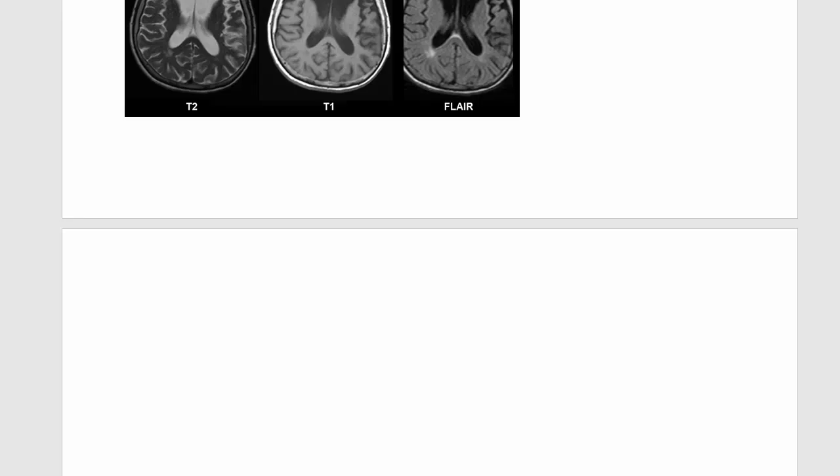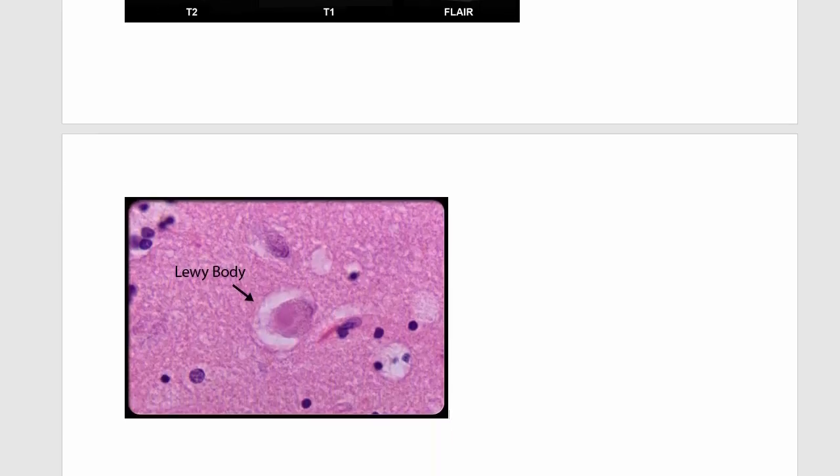So Parkinson's is characterized by a triad of bradykinesia, and that refers to the slowness of movement, rigidity, resting tremor, and it leads to the formation of these things. So it leads to the formation of Lewy bodies.